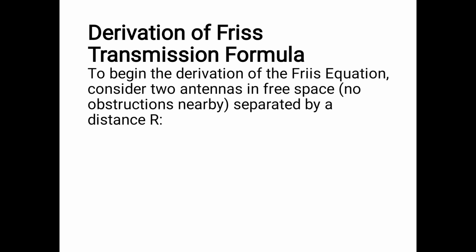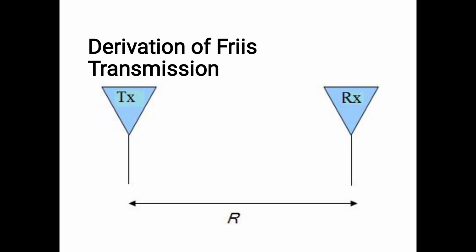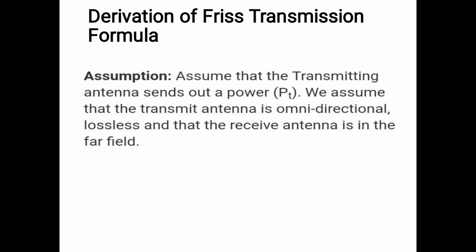To begin the derivation of the Friis transmission equation, consider two antennas in free space, with no obstruction nearby, separated by a distance r. It will have a transmitter and receiver separated by a distance r.